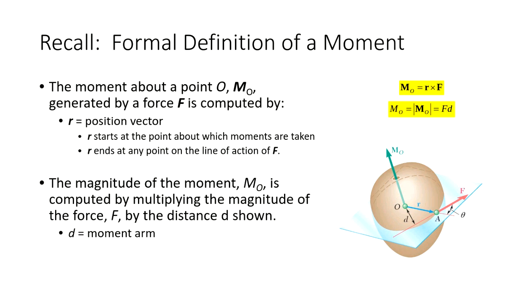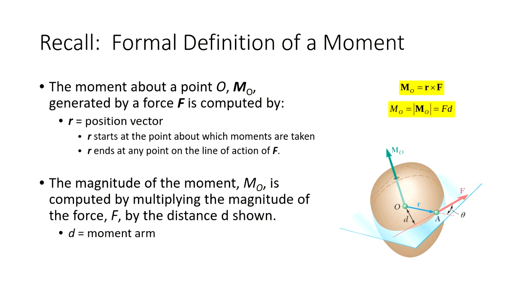F is your force vector, and r is what's called the position vector. The position vector starts at your point of interest, the point about which moments are being taken, and it ends at any point along the line of action of F. Remember, it goes off that parallelogram principle: the area of that parallelogram doesn't change as long as r starts at the point of interest and points to the line of action.